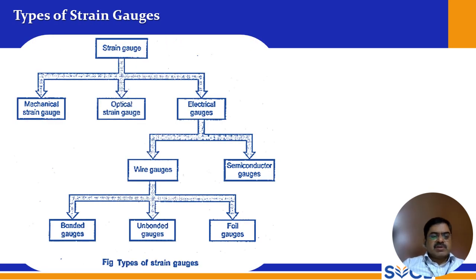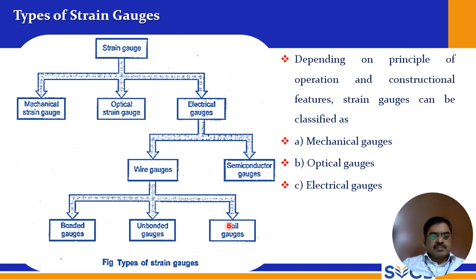Types of strain gauges. This is the broad classification: mechanical strain gauge, optical, electrical, and we are concentrating on only electrical strain gauges. Again, these electrical strain gauges are wire gauges and some semiconductor gauges. Again, we are concentrating on wire gauges. These wire gauges are again split into three groups: bonded gauges, unbonded gauges, and foil gauges. Depending on principle of operation and constructional features, we have three types, as we see in the classification diagram.